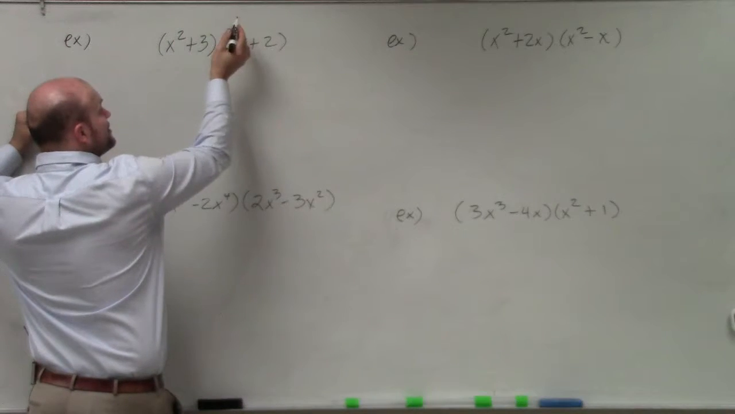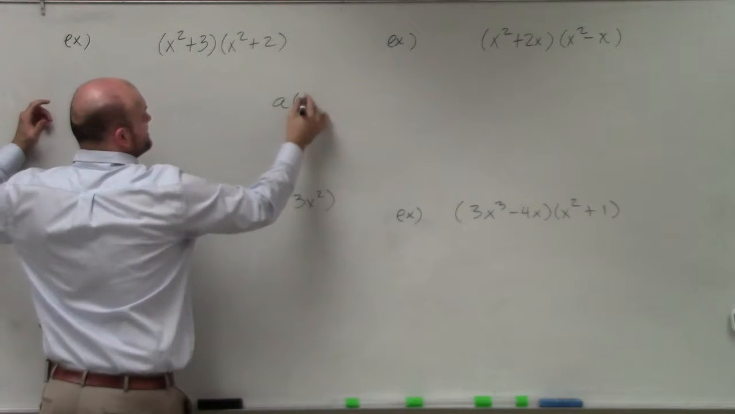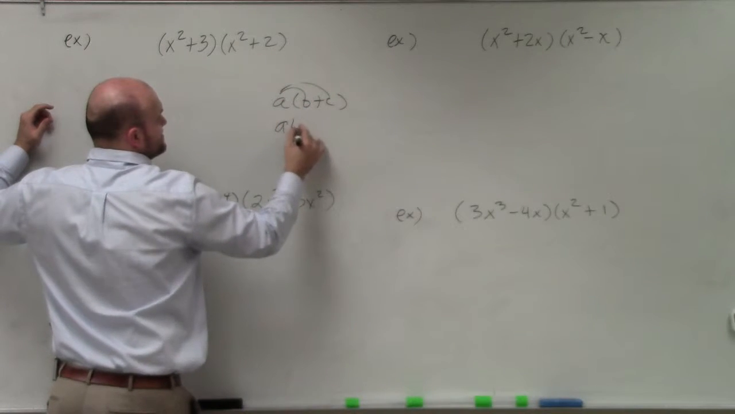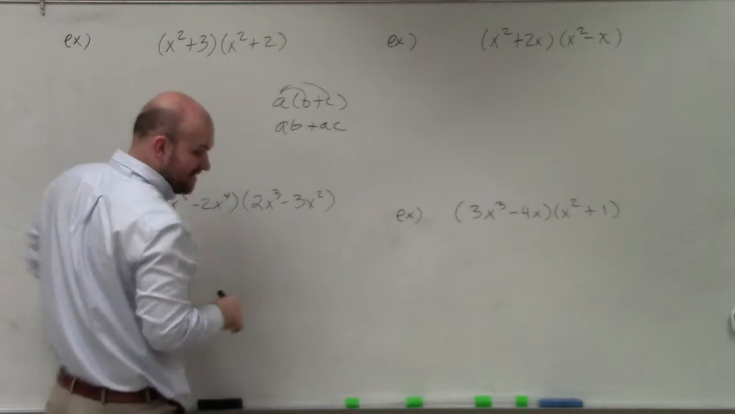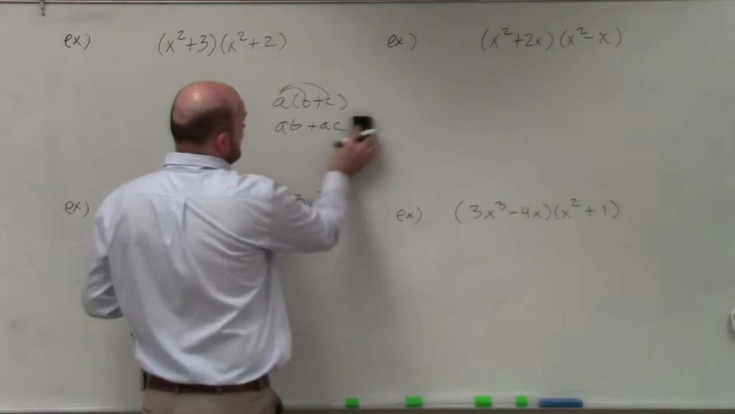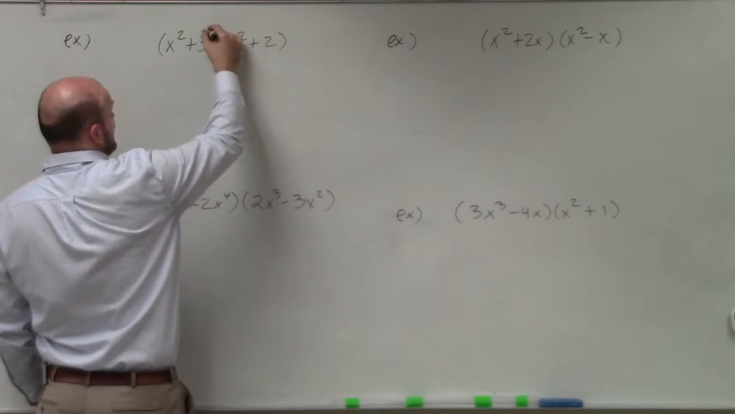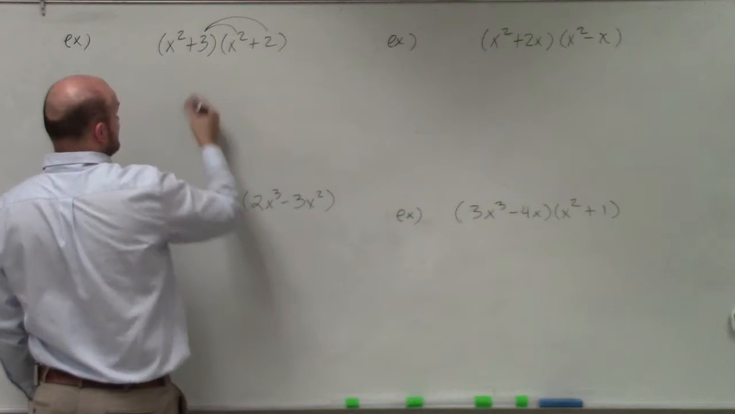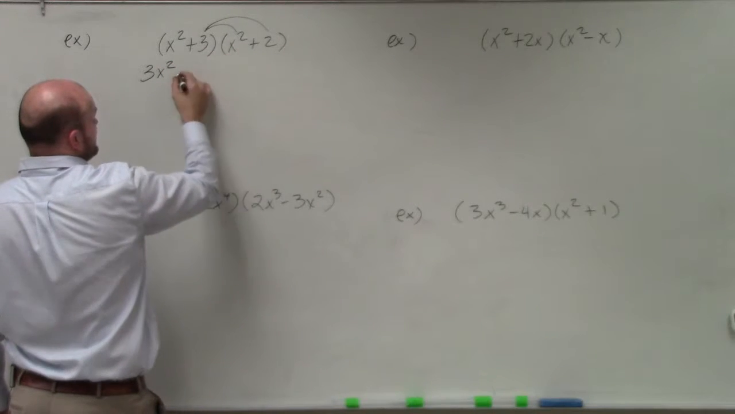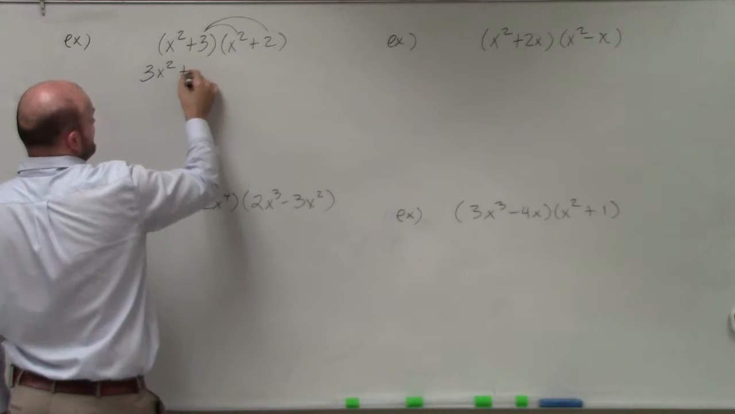So the first one is the distributive property. If you remember, a times b plus c tells us you need to multiply a times b and a times c. And that's going to be true no matter how many terms are on the outside or on the inside of your parentheses. So in this case, I need to multiply 3 times x squared and 3 times 2. 3 times x squared is 3x squared. 3 times 2 is positive 6.